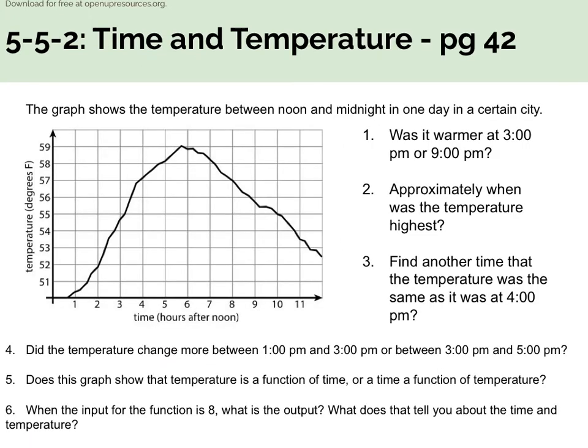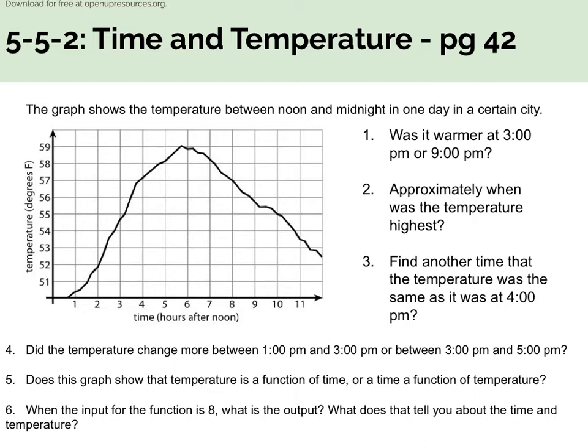Okay, let's go ahead and turn to page 42. We have this graph. The graph shows the temperature between noon and midnight in one day in a certain city. Okay, so just a city. We're talking about the temperatures shown. And go ahead and work through numbers 1 through 6. Start answering the questions, and then we're going to go through them ourselves. So pause, go ahead and do them, and then come back to me.